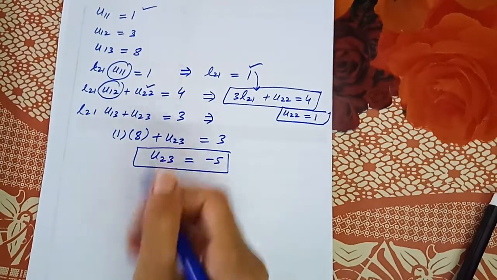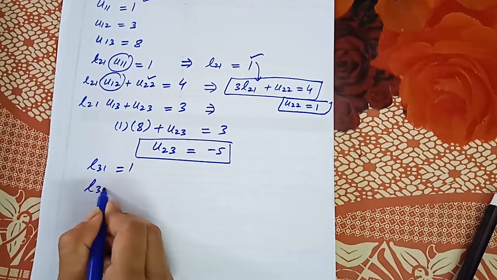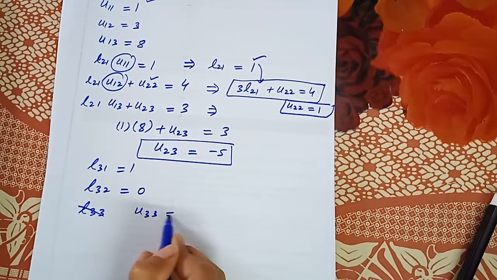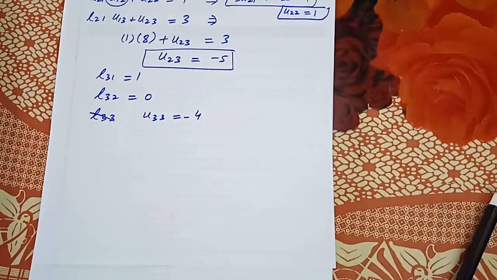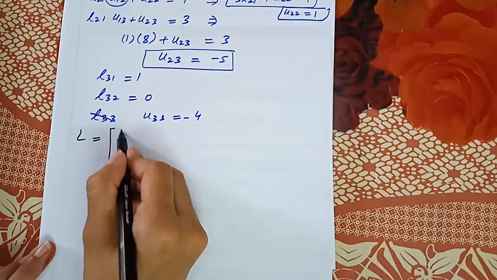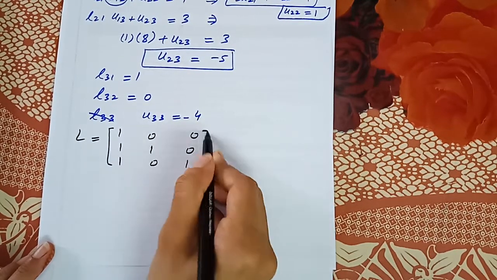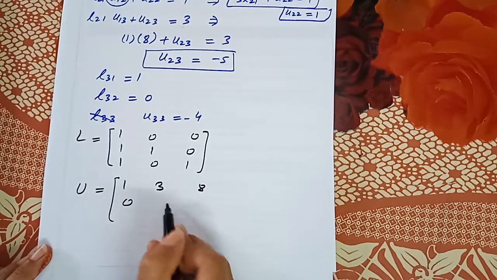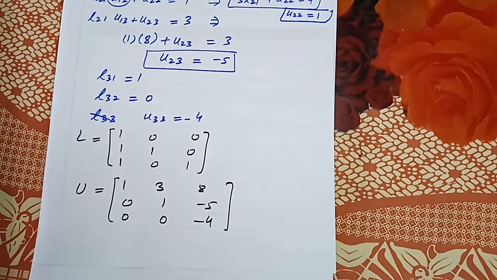So similarly, we compare all the entries and we'll get here L31 as 1, L32 is 0, and U33 equals negative 4. We got all the values by equating these two matrices. Now let's write the lower triangular matrix and the upper triangular matrix. The lower triangular matrix is 1, 0, 0, 1, 1, 0, 1, 0, 1. And the upper triangular matrix is 1, 3, 8, 0, 1, negative 5, 0, 0, negative 4.